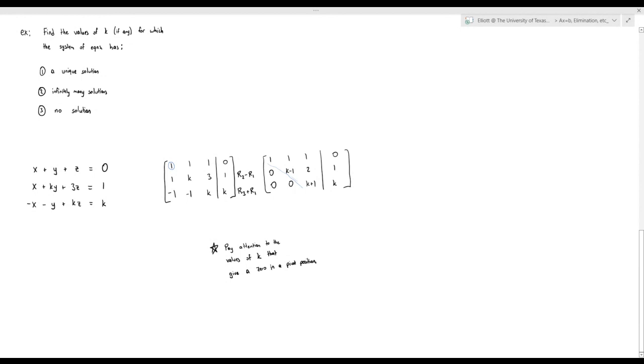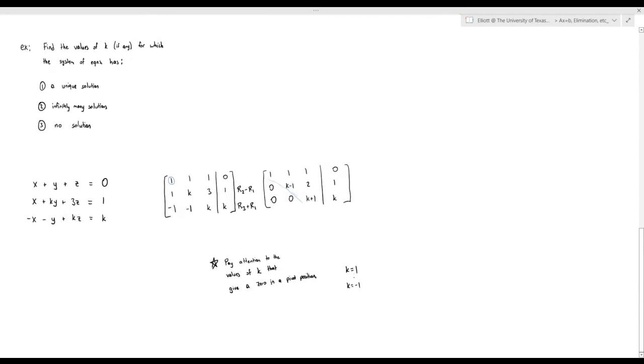So in this case, we have a k minus 1 as a second pivot, but if k were equal to 1, we would actually have a 0 here. Okay. So we'd have a 0 in a pivot position, if you will. Likewise, over here, if k is -1, we would have a 0 in that entry, which tells me that something bad or unusual is going on. So I want to focus on these two values of k right now and see what's going on.